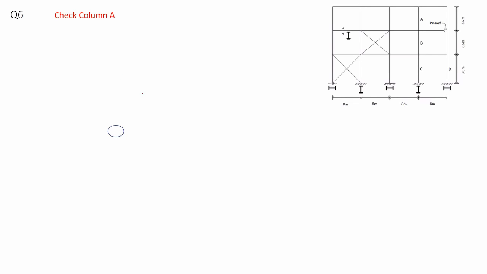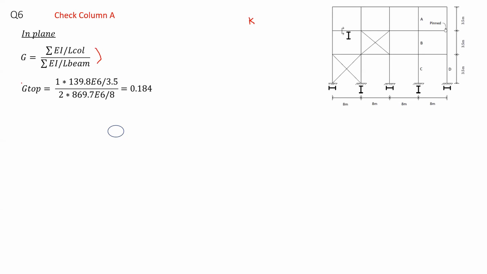Now, if we consider the capacity for column A at the beginning, I have to calculate the value of K for the in plane and for the out plane. The out plane is already given to me. So in order to find the K value for the in plane, I have to calculate G values. So for column A, again, I'm checking in the in plane, and I will be using this equation for finding the G values. If I check for the value for G top, here I have this point, I call it G top. I will calculate it now.